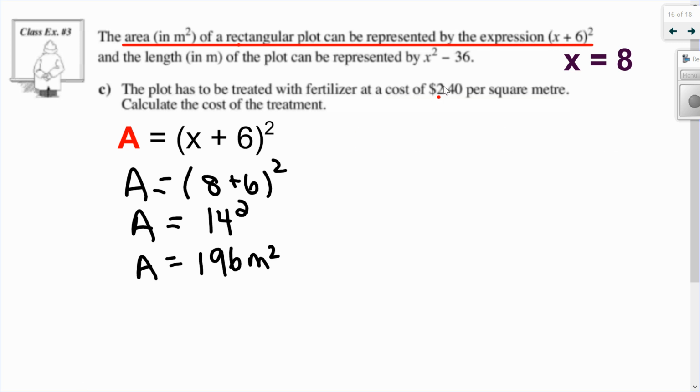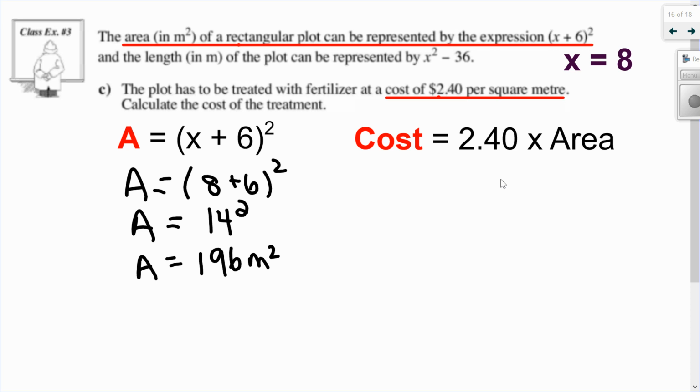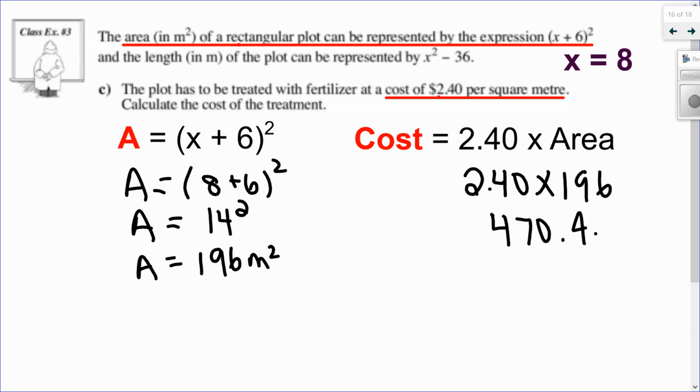So the cost is $2.40 per square meter, which means I am going to take my area and multiply it by $2.40. So let's go ahead and do that. We're going to do $2.40 multiplied by my area. That will give me my total cost. So multiply by 240, and I get $470.40 would be the cost of the fertilizer.